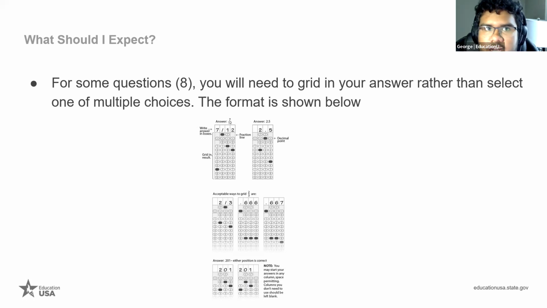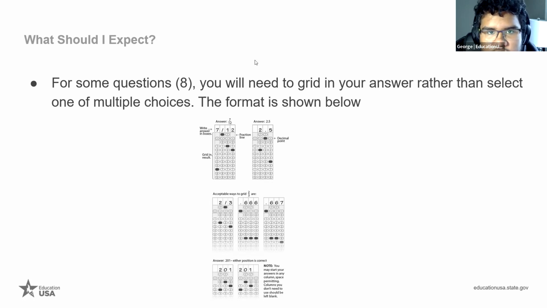You don't have to bubble in anything for it, and you don't have to write a 0 or anything like that. You can just leave it blank, as you can see here, as well as in the previous examples, such as the 2/3. Notice that this column is left blank, and in 2.5, this column is also left blank. You can bubble in an answer that doesn't take up all 4 of the columns in either way, and it will be accepted as a valid answer. They'll be the same.